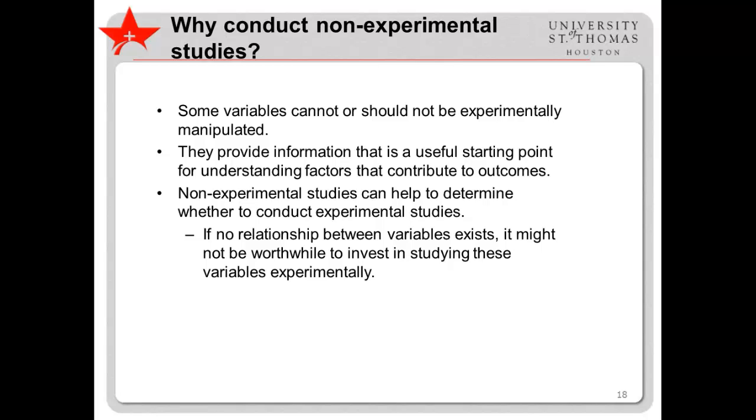Given that non-experimental studies do not answer the critical question of what causes certain outcomes, why conduct them at all? Well, some variables cannot or should not be experimentally manipulated. We cannot manipulate gender, nor should we experimentally manipulate things like school quality. We have to study these things as they exist naturally.